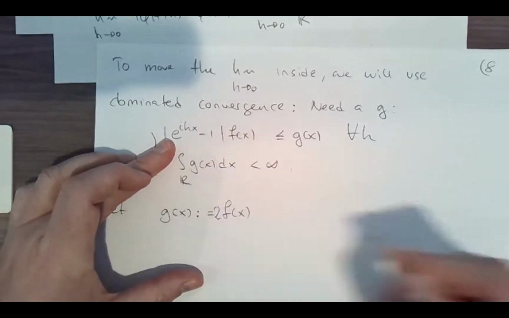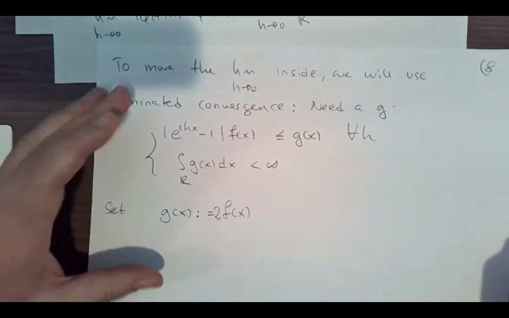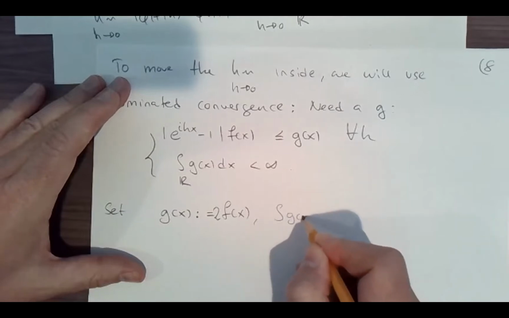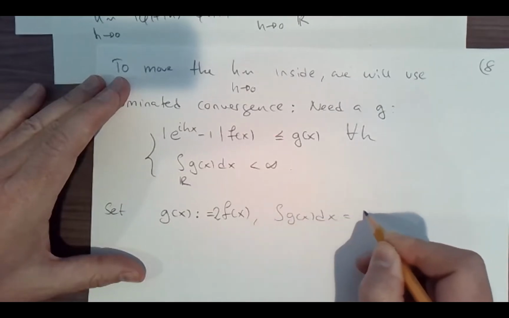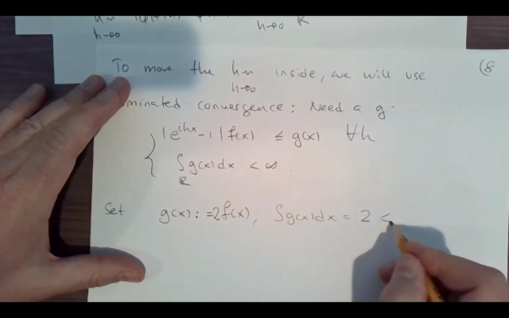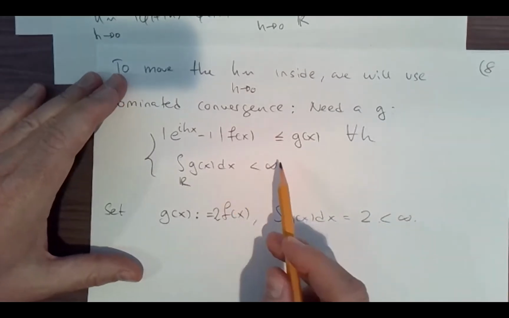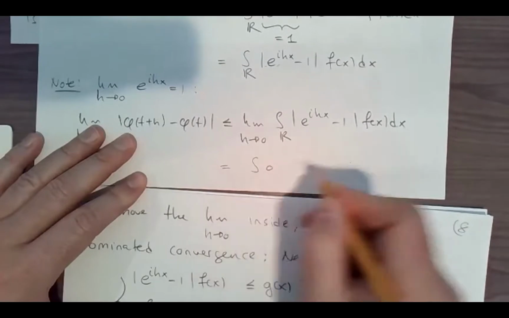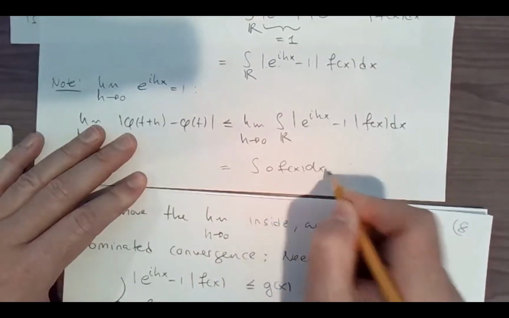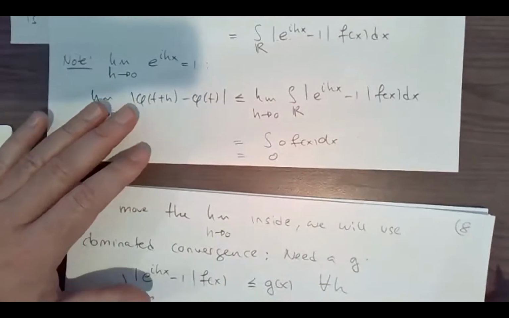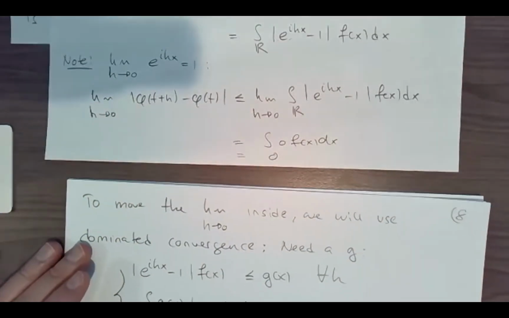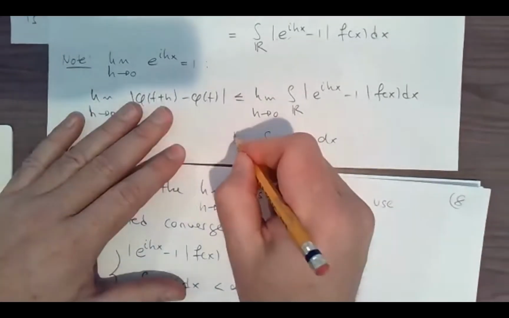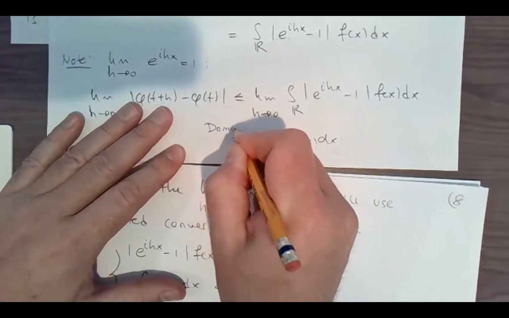So I can use 2f, and that is integrable because f integrates to 1. And this is of course finite. So then I can use dominated convergence to pull this inside, swap the limits, so that this is equal to an integral of 0 times f of x dx, and this is equal to 0, of course. So here is where we use dominated convergence.